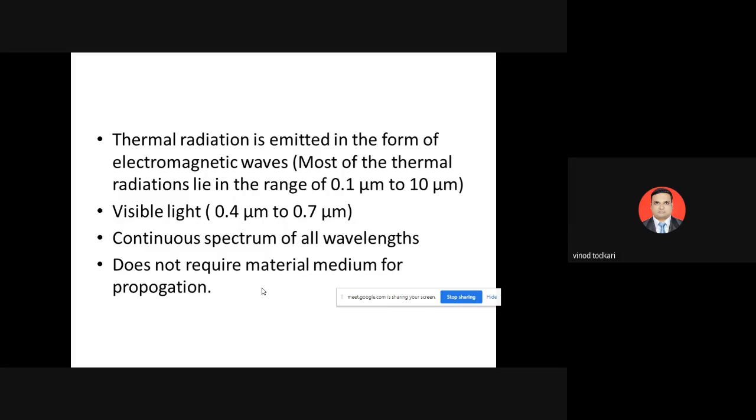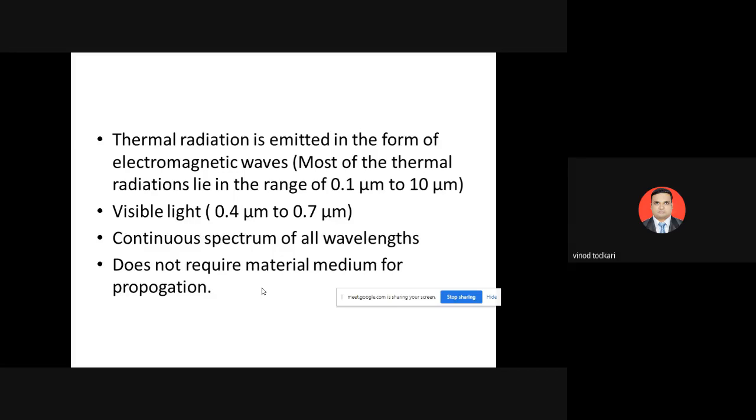Now, most of the thermal radiations lie in the range of 0.1 micrometer to 10 micrometer. If you are preparing for objective exams like GATE or IAS, this question is common. What is the wavelength range for thermal radiations? The wavelength range for thermal radiations is 0.1 micrometer.